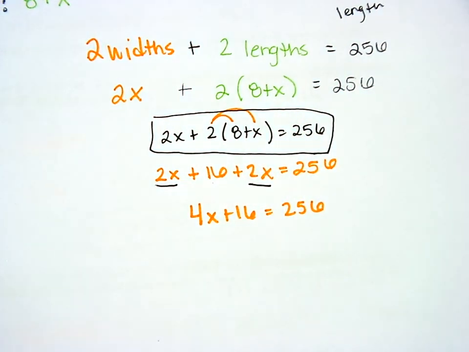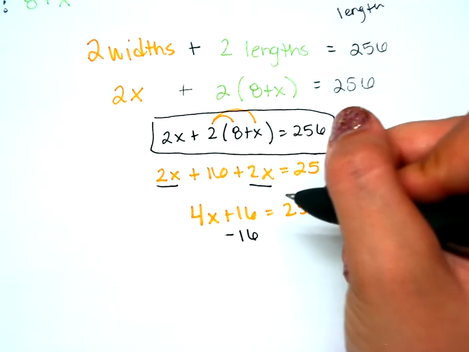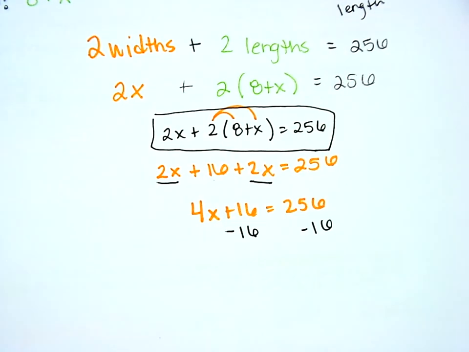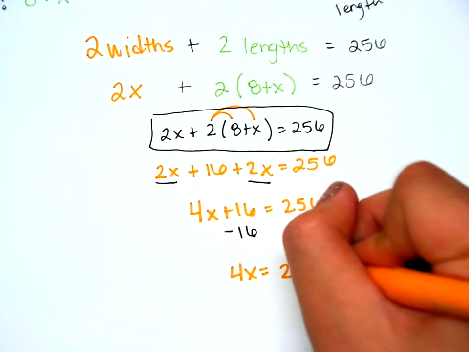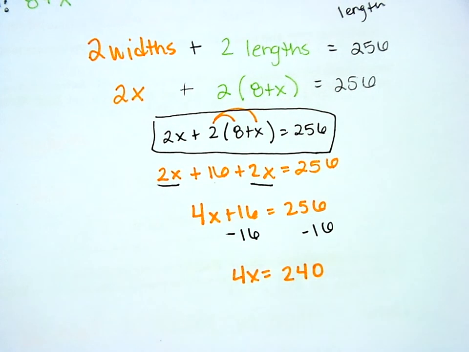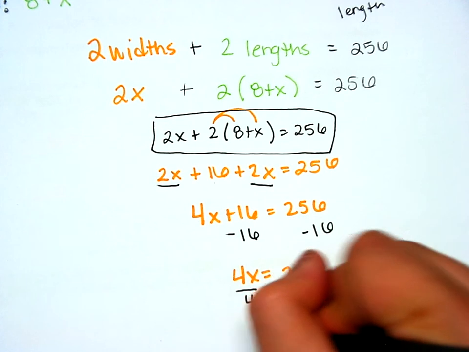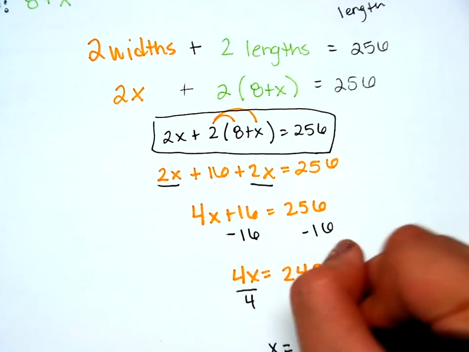And I'm going to undo any addition or subtraction first. So I'm going to subtract 16 from both sides of the equation. Okay, so if I do that, now I have 4x equals 240. And then my last step is to divide both sides of my equation by 4. So I get a final answer of x equals 60.